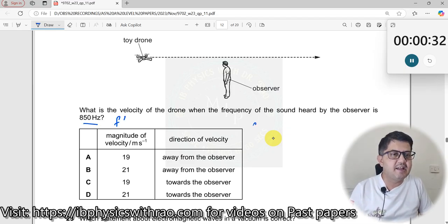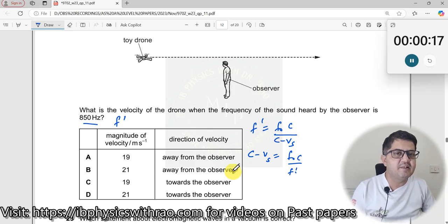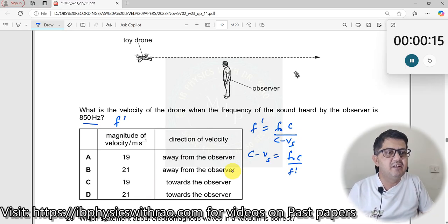What is the formula? Doppler effect. F dash is equal to F naught C divided by C minus Vs, right? Vs is the source velocity. So I can now write C minus Vs is equal to F naught C divided by F dash. Now let us substitute all the values.